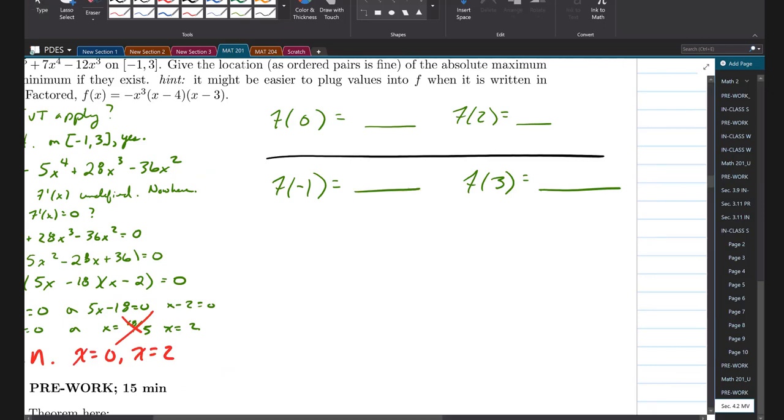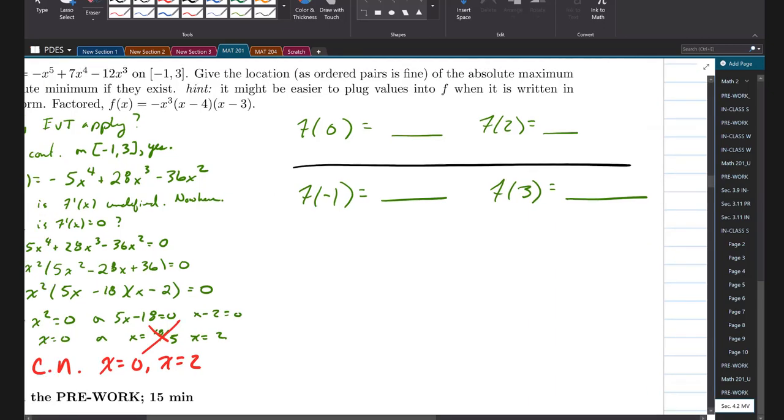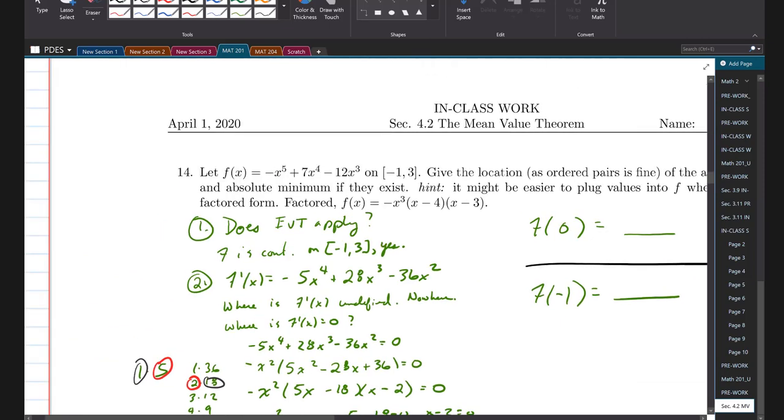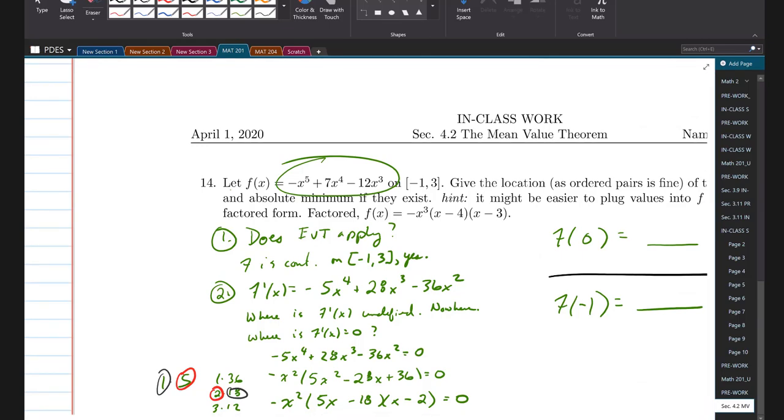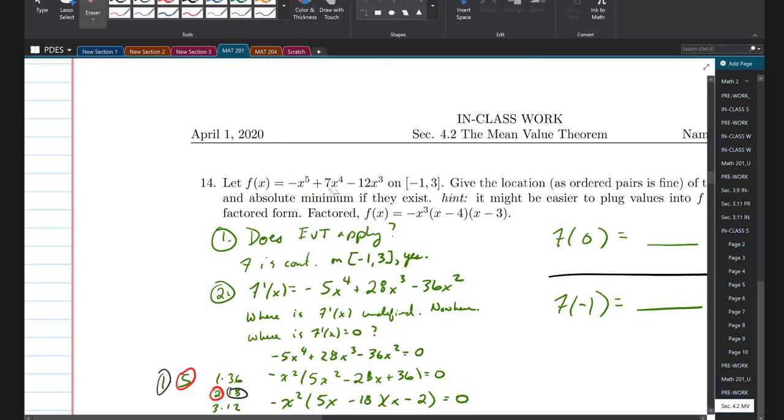Okay? Folks, I still stand by the fact that I think you should be able to do my test without a calculator. I really don't want to plug a 3 into that function. Right? I don't want to take 3 to the 5th power and then multiply that by 7 times 3 to the 4th. Look what I did for you, folks. I gave you the function in factored form, which is a lot easier to evaluate these points at.